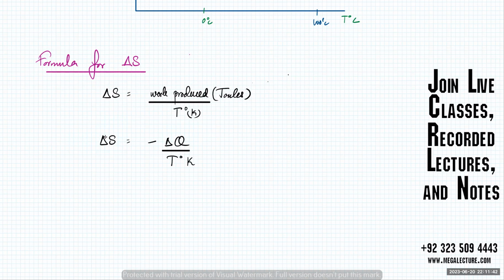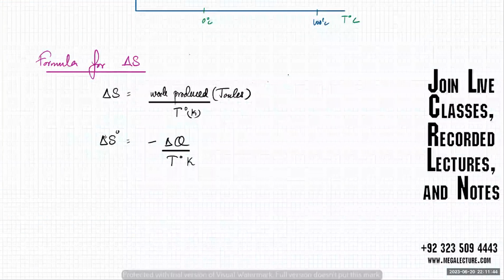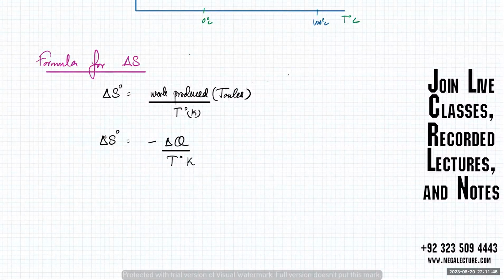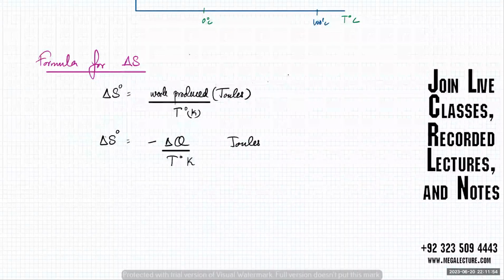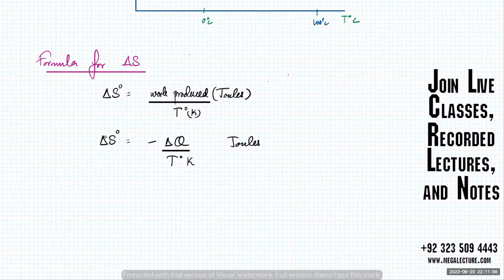Okay, so and the unit for standard entropy is per mole. So it's going to be joules per Kelvin, or simply, I mean, joules is J. It's going to be J per Kelvin per mole.